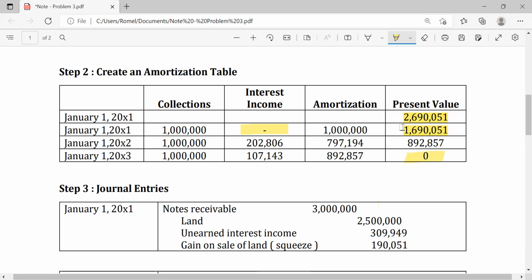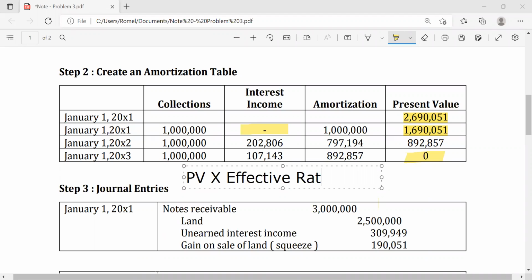So, ganon. So, after the first collection, the present value becomes 1,690,051. And then, this is the time that we will start recognizing interest income. So how do we compute for the interest income? Present value times effective rate. So what we will do is, 1,690,051 times 12%. Since the market rate or the effective rate is 12%. Therefore, our interest income is 202,806.